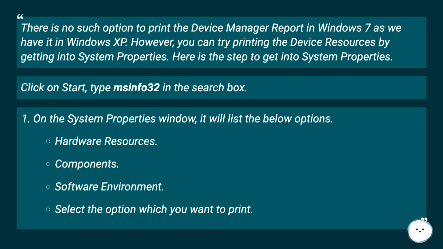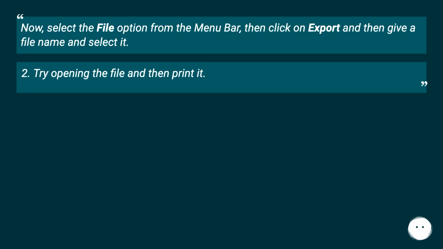Click on Start, type msinfo32 in the search box. On the System Properties window, it will list the below options: Hardware Resources, Components, Software Environment. Select the option which you want to print. Now select the File option from the menu bar, then click on Export and then give a file name and save it. Try opening the file and then print it.